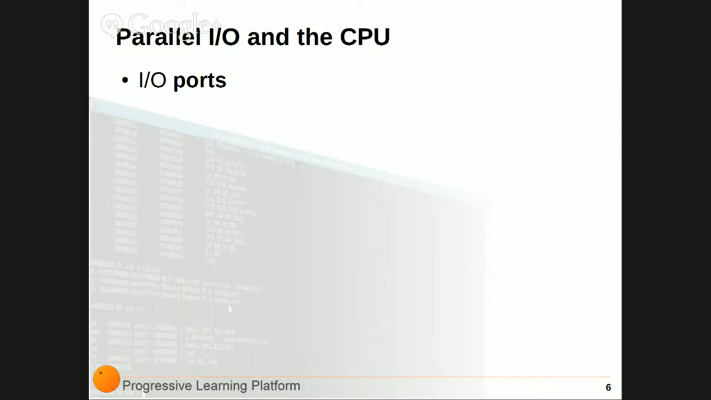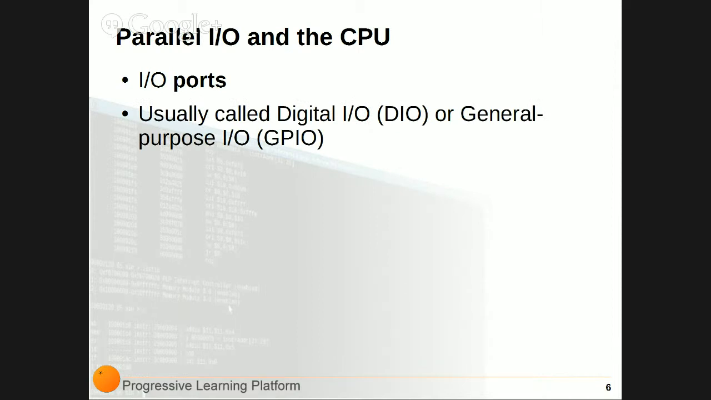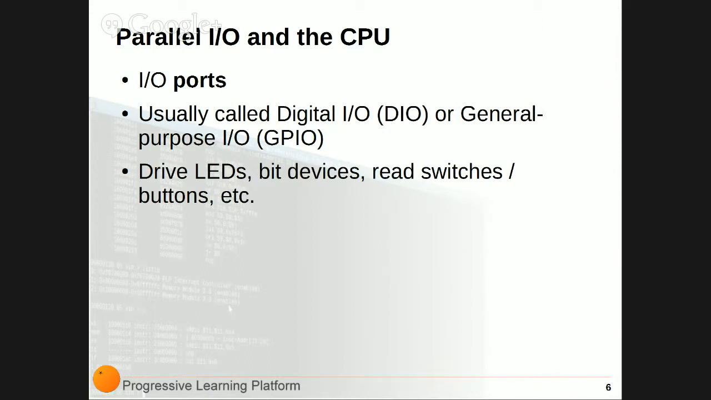Now when you look at the I/O port, it's just like a memory address. It's like 1 byte. When you write something to it, it shows up, or when you read from it, if it's an input, you get the data in 1-byte format. It's really nice. These I/O ports are usually called digital I/O, DIO, or general purpose I/O, GPIO. If you look at data sheets of microcontrollers, you'll see these. Some analog people don't like it when it's called general purpose I/O because it's not really general purpose if it's only digital. I digress. You can use this kind of port to drive LEDs, devices that take bit inputs, read switches like you've been doing, or buttons.